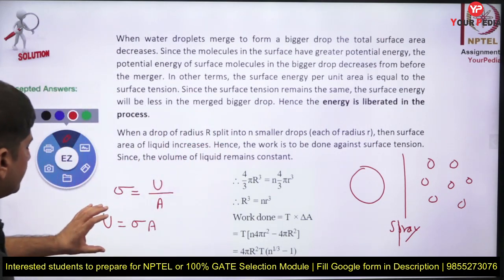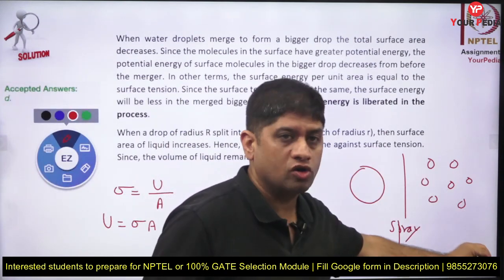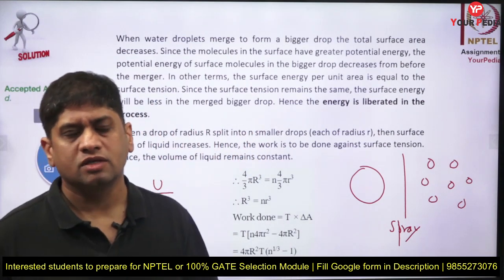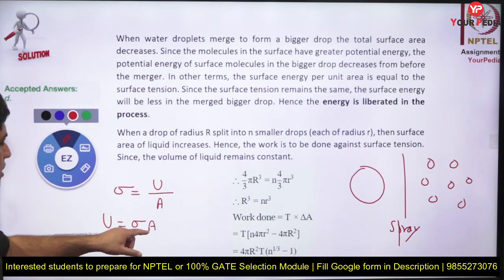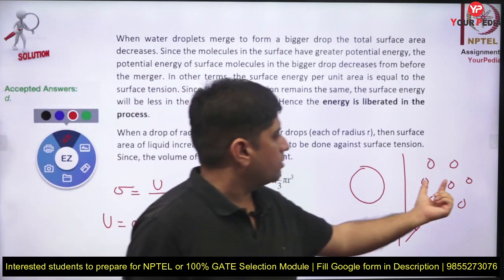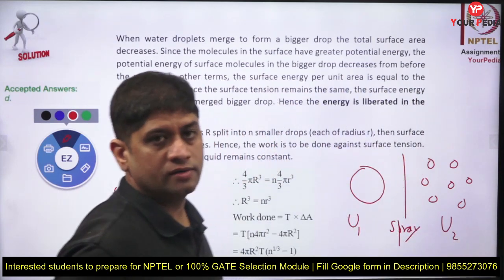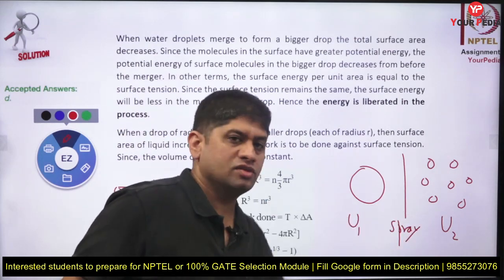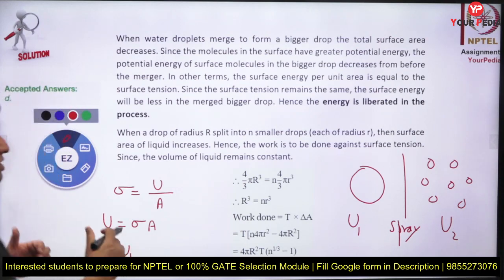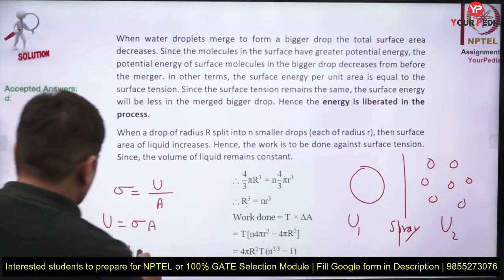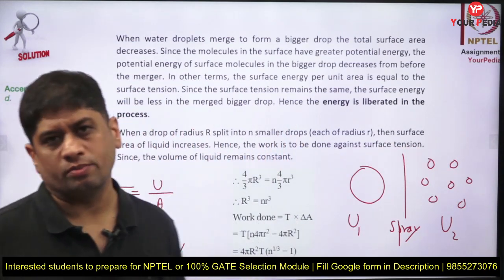Now suppose I want to spray a large drop into small droplets. Eventually what I am trying to do is increase the surface area, and if I am increasing the surface area, then it will have more energy. So suppose the surface energy with this was U1, and the energy with this is U2. Then U2 is more than U1. Why? Because the surface area has increased. And this U2 minus U1 is the work which I have to do in spraying a larger drop into small droplets.